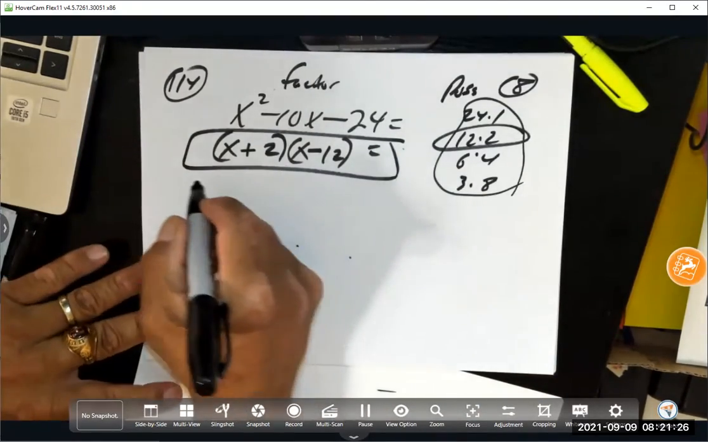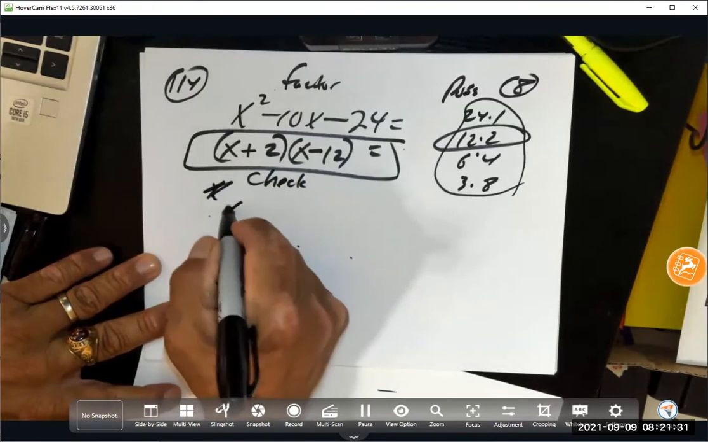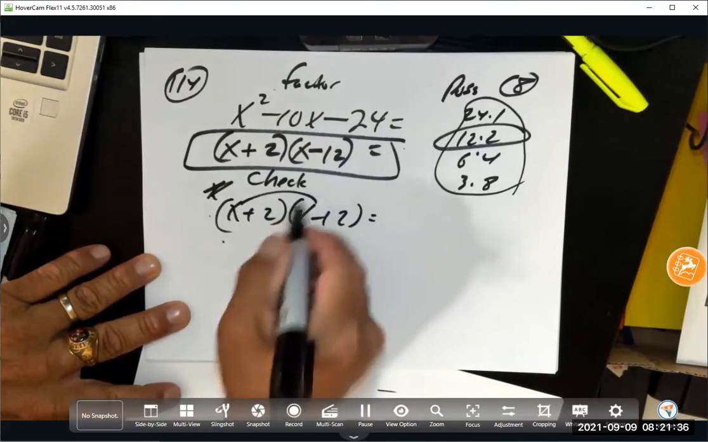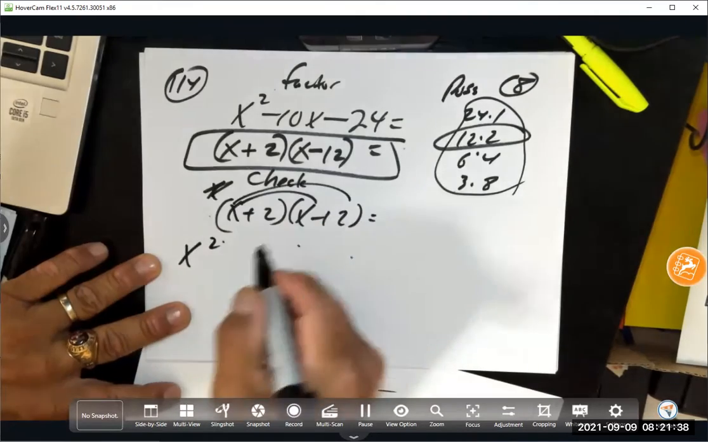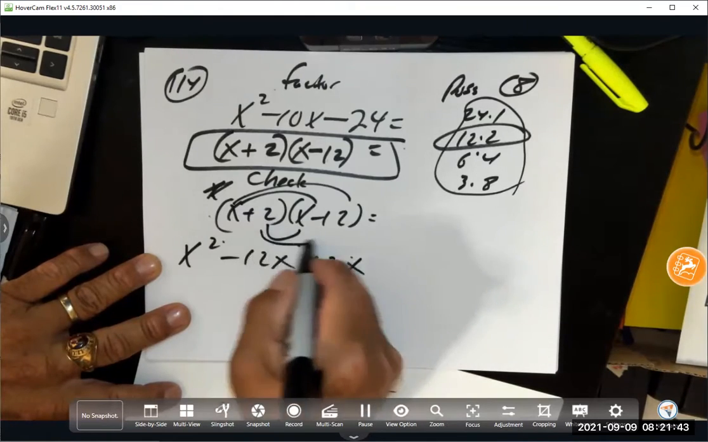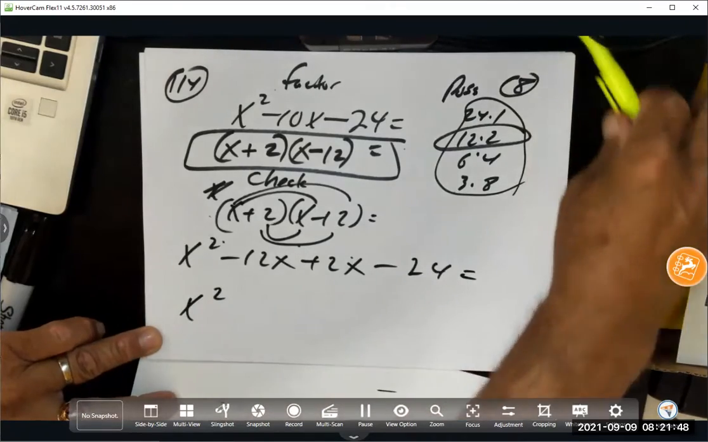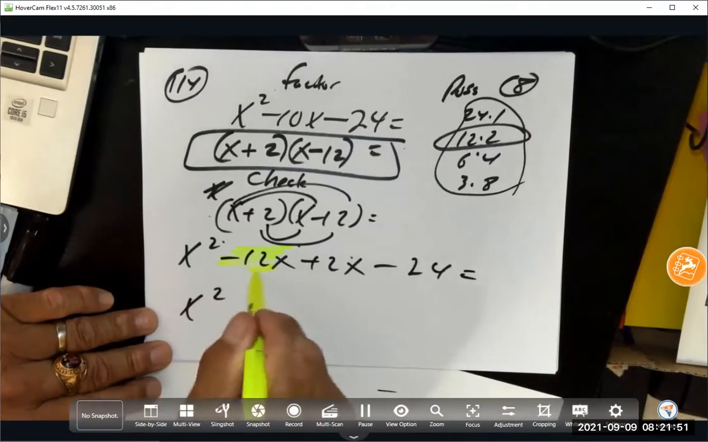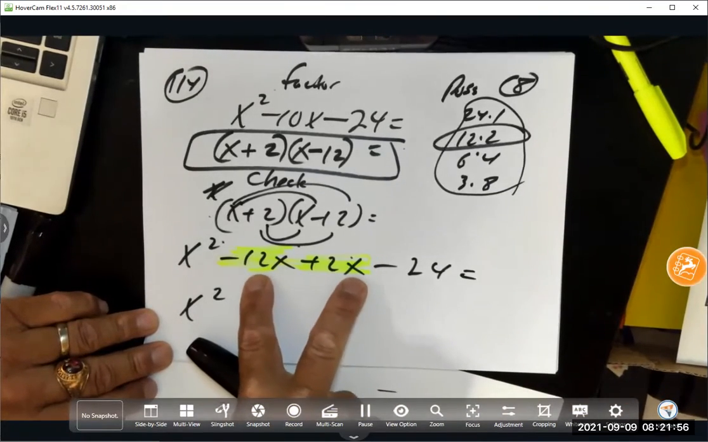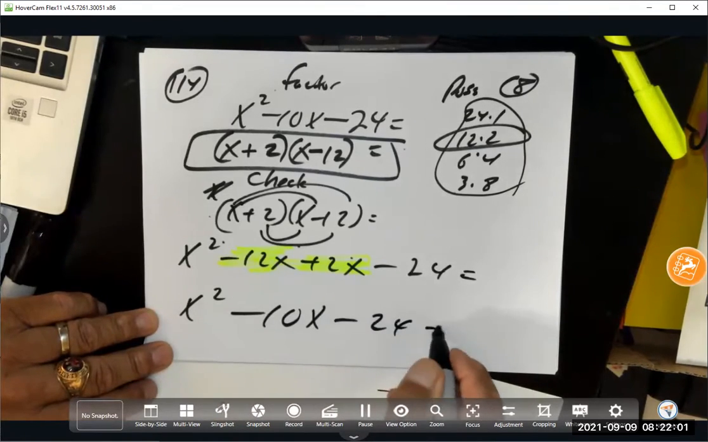Okay, so now if I say this is the answer, let's just go from there. Let's say x. Just check this. Does it work? I don't know. Let's see. X plus 2 times x minus 12. Let's work it out. X times x, that's an x squared. X times negative 12 is negative 12x. Now this one. 2 times x is 2x. 2 times negative 12 is negative 24. But tell me what's in the middle. What do you think this and this together is going to become? Negative 10x. Yeah.